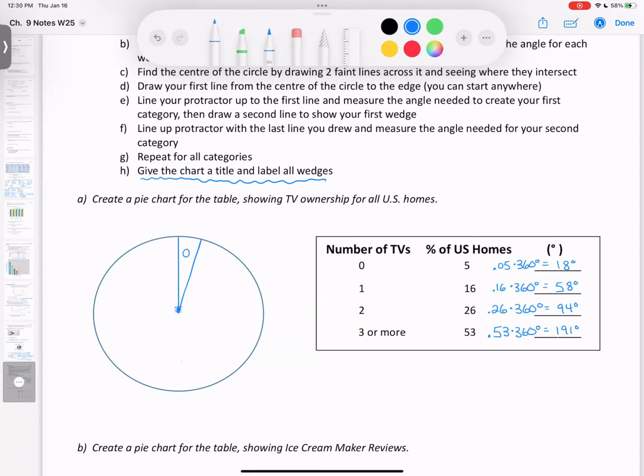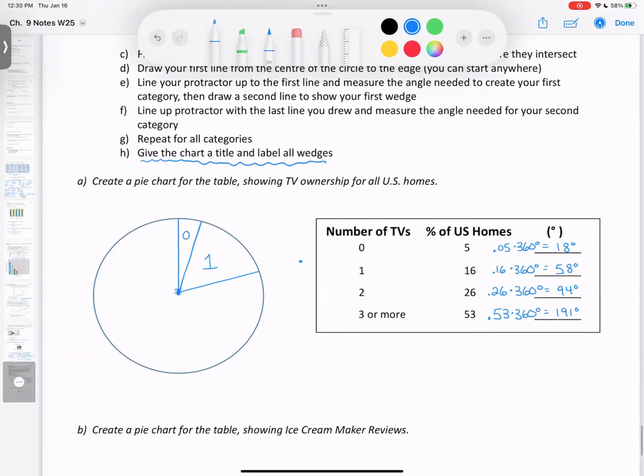So I'm going to line up the protractor with 0 on that line and then measure 58 degrees, which takes me to this dot over here. So then I can draw my straight line from the center of the circle to that dot, which gives me this here. And that category is people with 1 TV, and so on.